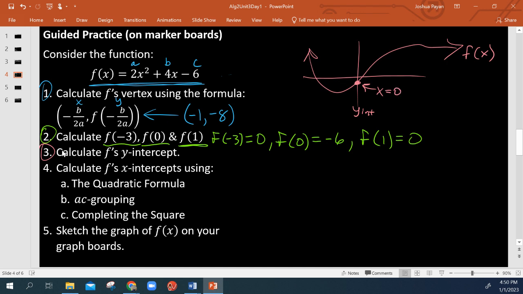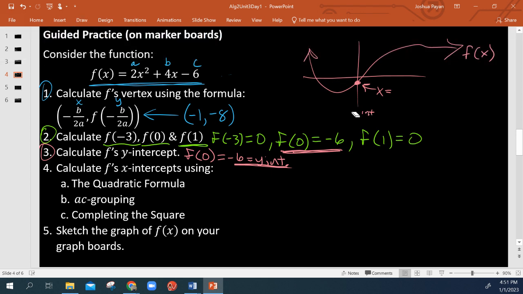Okay, so the y-intercept happens at x equals 0. That means it happens at f of 0. That's where x equals 0. Well, we already calculated that. f of 0 is negative 6. So that means my y-intercept is negative 6.